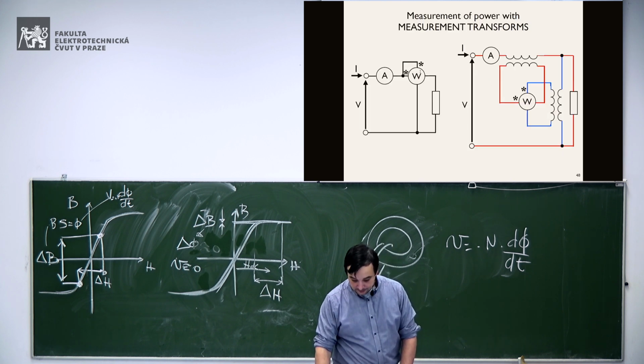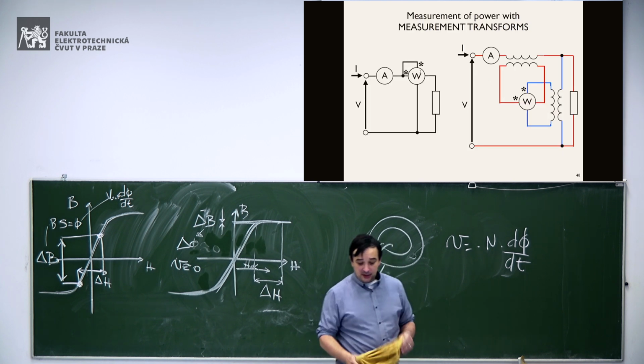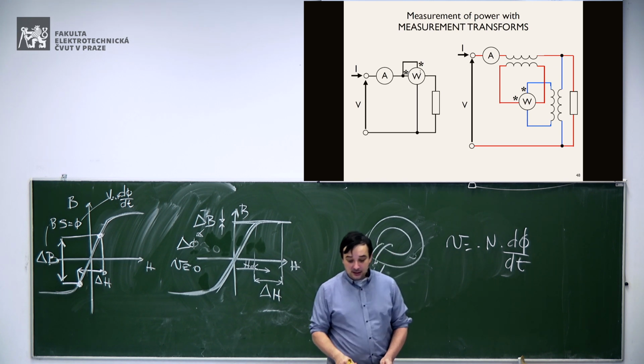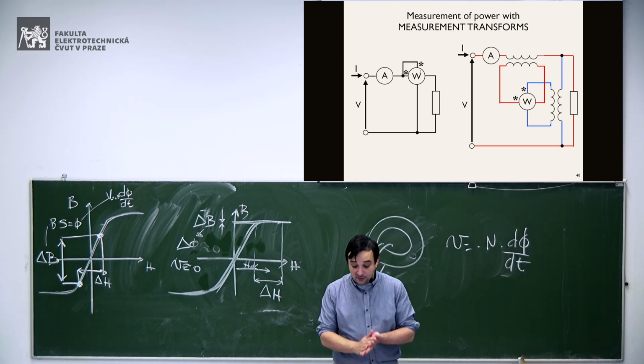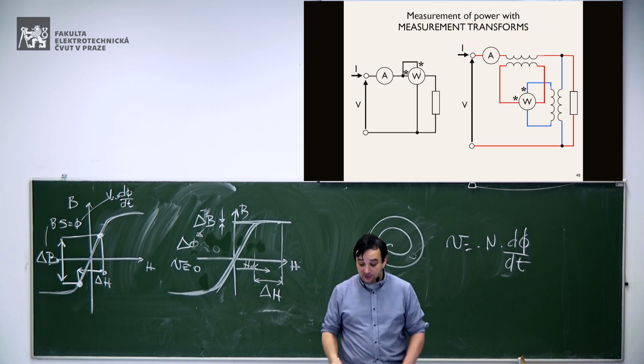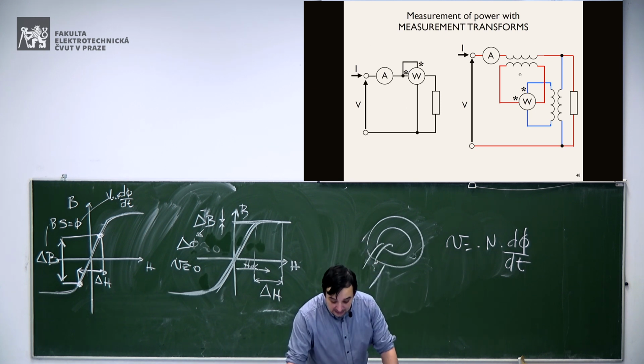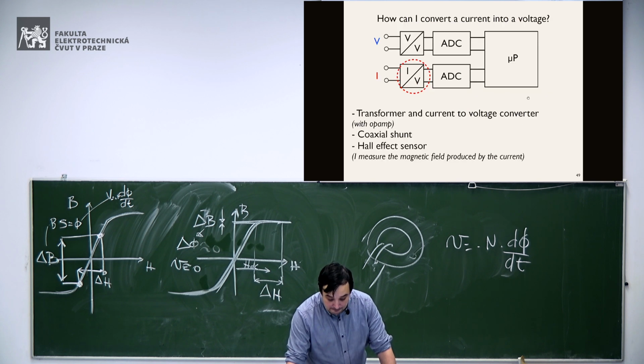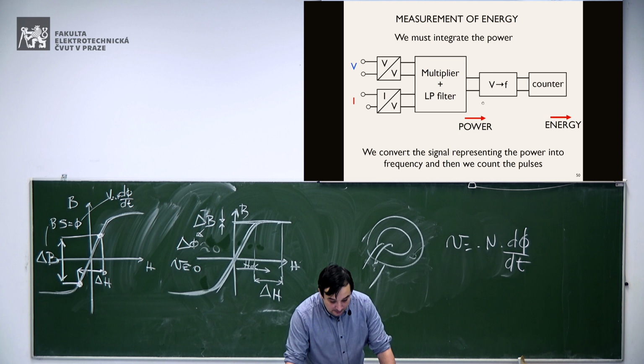Fine. Let's continue. So if you want to measure the power with measurement transformers, you need to use, for instance, both of them. You need to use one for the current, and then you connect the current side of the wattmeter at the output of the current transformer, and the same for the voltage, okay? Fine. Here, so I arrived at this conclusion before.